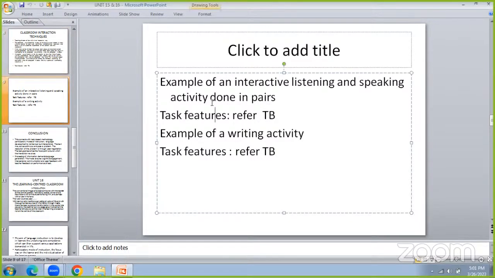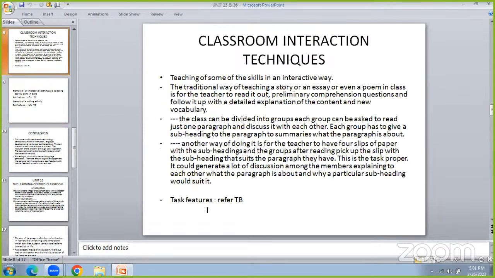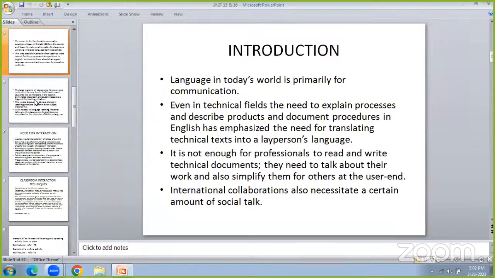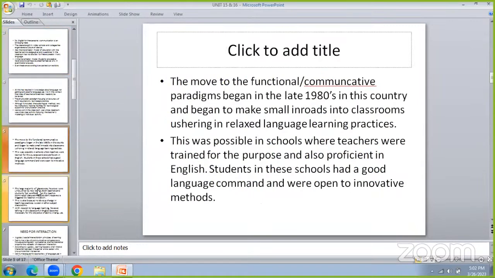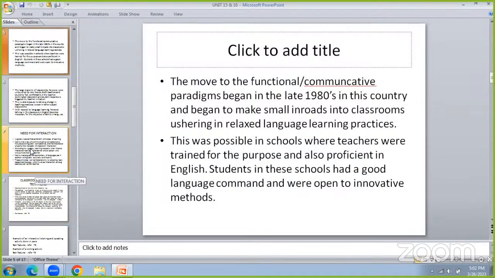And then there is another example given in the textbook, an example of an interactive listening and speaking activity done in pairs. So in your textbook, there is one task, one paragraph. And here also, what are the task features that are achieved after the teacher adapted any one of these methods or techniques in the class for reading of the text? So what are the task features of this choral reading? Please look into the textbook if you have.